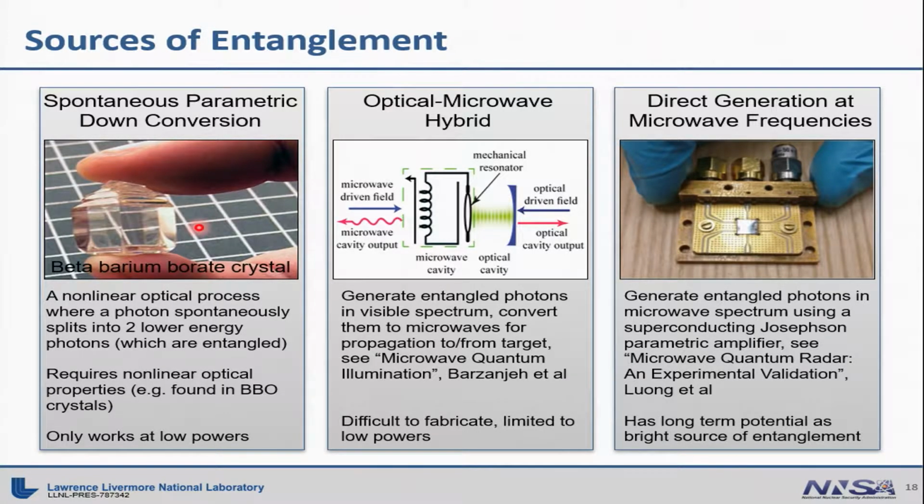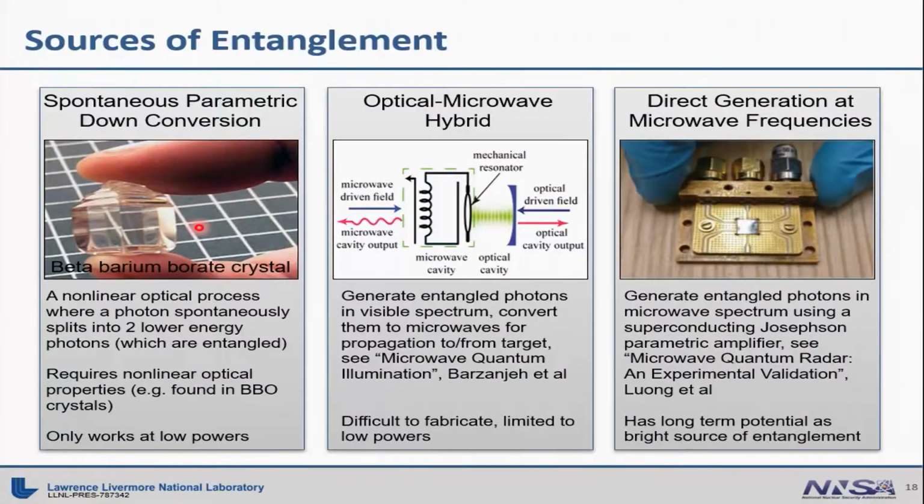Essentially, it's a nonlinear process. This medium has a nonlinear index of refraction. And so when you shine a light onto it, with a certain probability, and it turns out that probability is low, like 1 out of a million, that photon will spontaneously split into 2 lower energy photons. And when it does, those 2 photons are entangled in polarization state, it turns out. And you could use those 2 photons to build yourself a quantum radar.